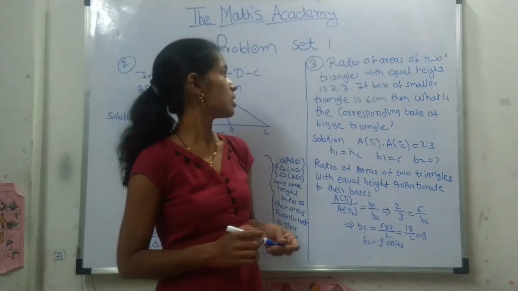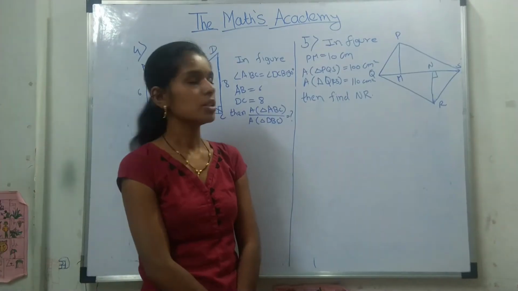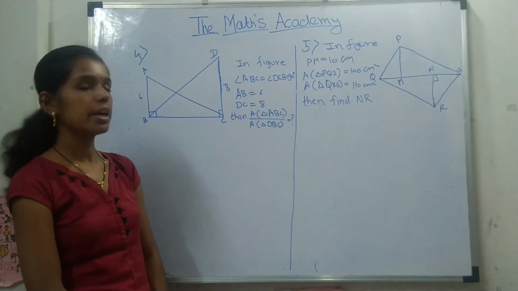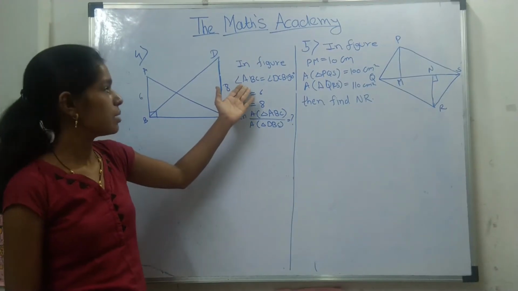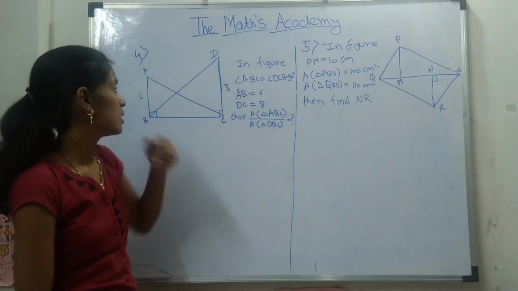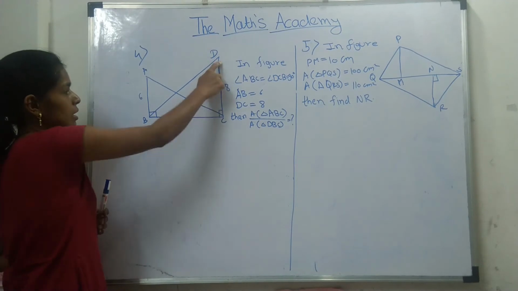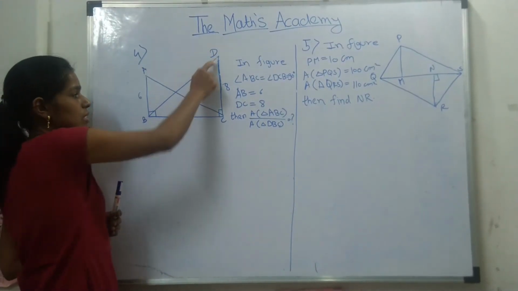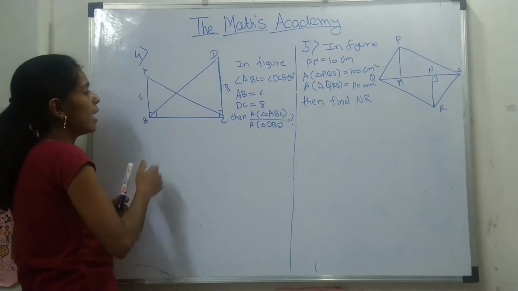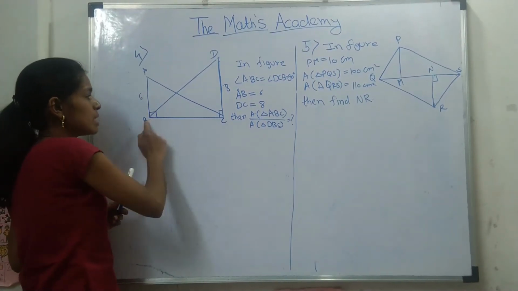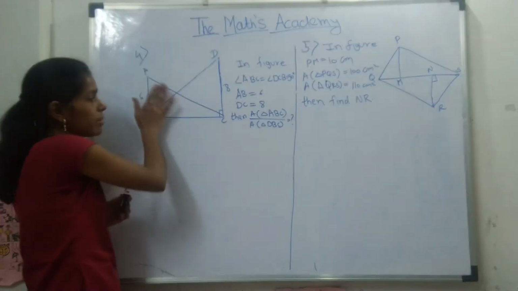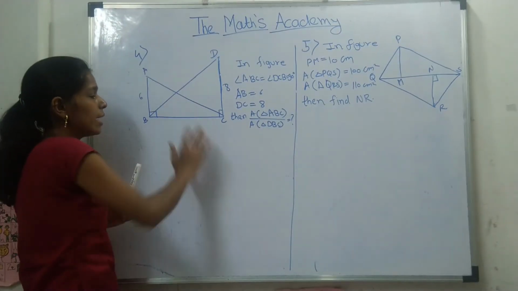Here is the question number 3. Now let's go towards the fourth and fifth example. In the fourth example, you have given a figure in which angle ABC and angle DCB are of 90 degree each. Here you have given AB is equal to 6, DC is equal to 8, and to the triangle ABC, BC is the base, and to the triangle DCB, BC is the base. Means BC is the common base for both the triangle ABC and DCB.